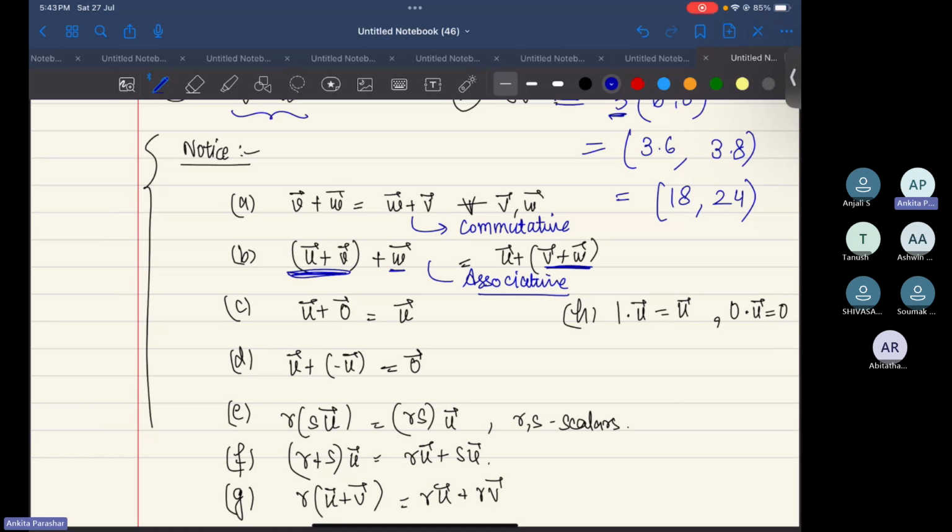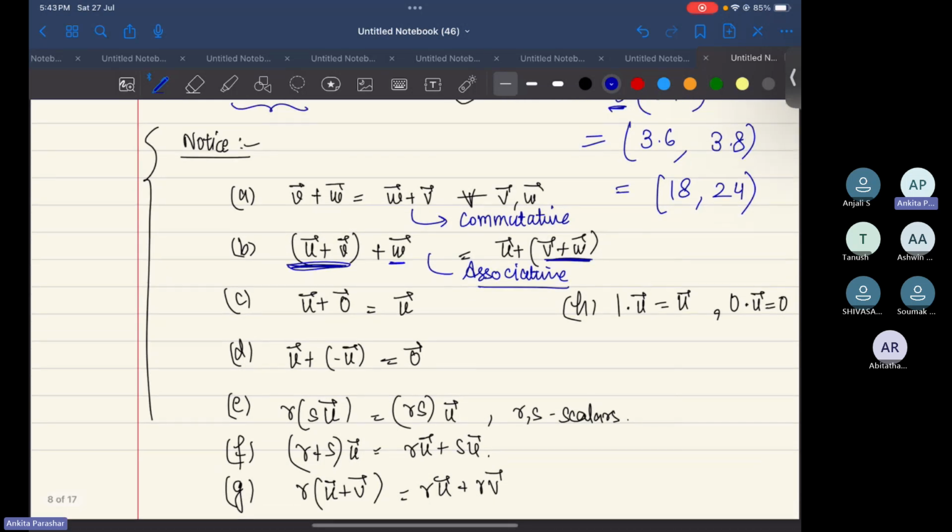So this is associativity. If you add the zero vector, which has no direction and no magnitude, it will just keep the vector the same. It will not change it. If you have vector u and vector minus u, then if you add them up, you will get 0. Can you see this geometrically?